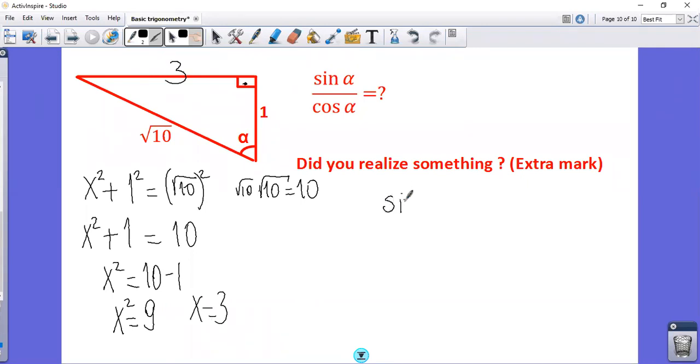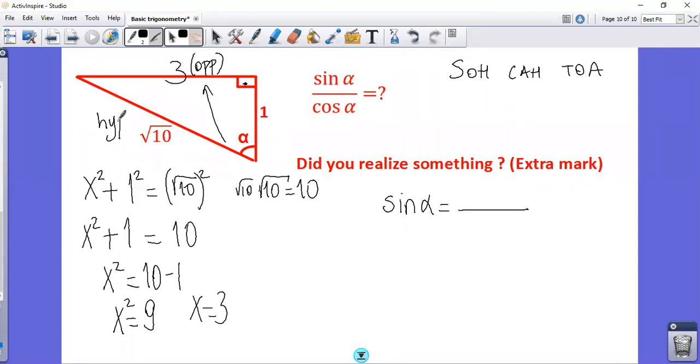Let's find sine of alpha. Sine of alpha is opposite over hypotenuse. So SOHCAHTOA, let's remember SOHCAHTOA. Sine is opposite over hypotenuse. Which side is opposite to alpha? 3 is opposite to alpha. And this is always the hypotenuse. The side opposite to 90 degrees is always the hypotenuse. So the last one must be adjacent.